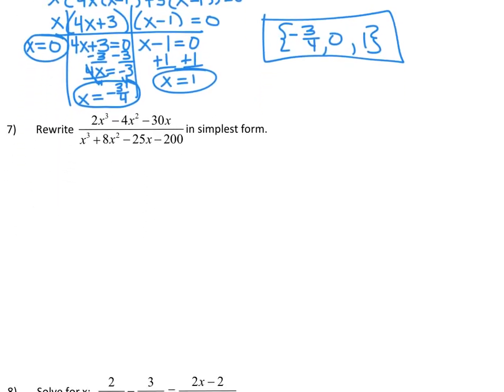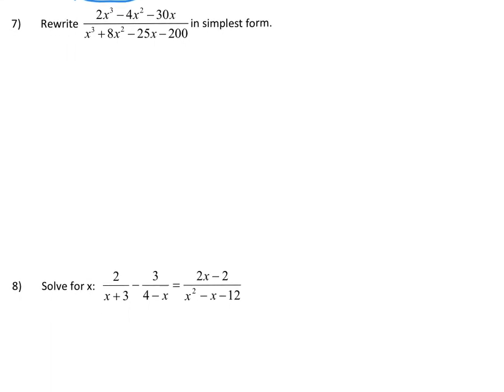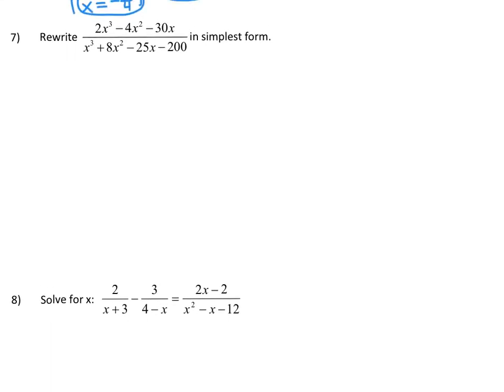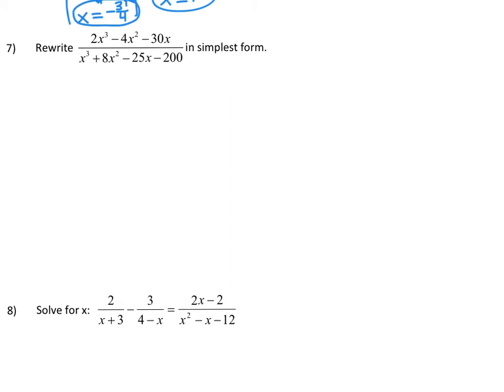Okay, so number 7, it says to rewrite this fraction in simplest form. All right, well, we know if we want to simplify a fraction, we just factor the top, factor the bottom, and then see what cancels off. So I'm going to factor the top and the bottom off to the side, and then I'll put its factors back into fraction form.